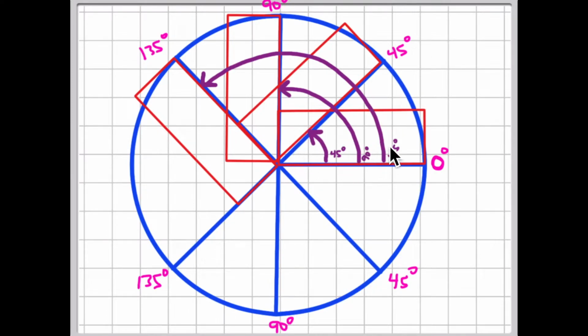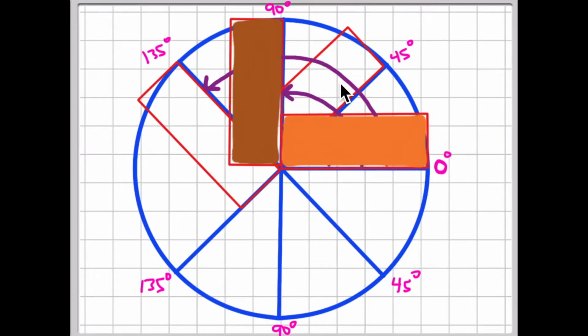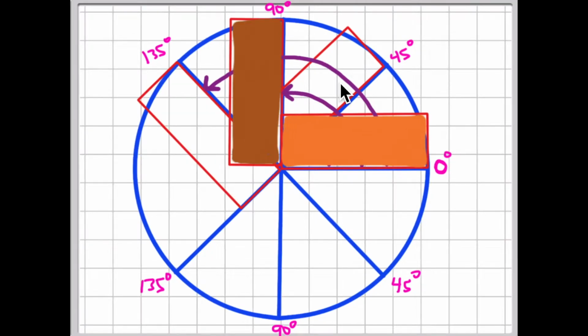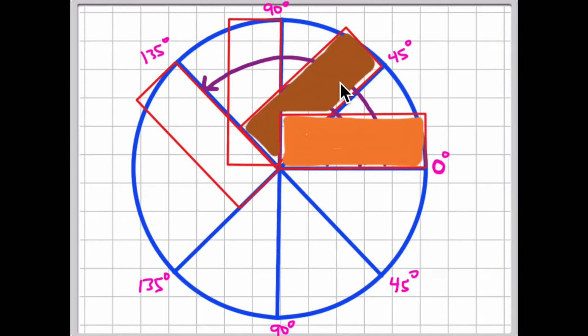And so here's the rectangle starting out, and it rotates. Now this is a 45-degree rotation, and this is counterclockwise, the opposite way of a clock. This is a 90-degree rotation counterclockwise, and a 135-degree rotation counterclockwise. And of those three, the one that matches the image in frame 2 is this one right here.